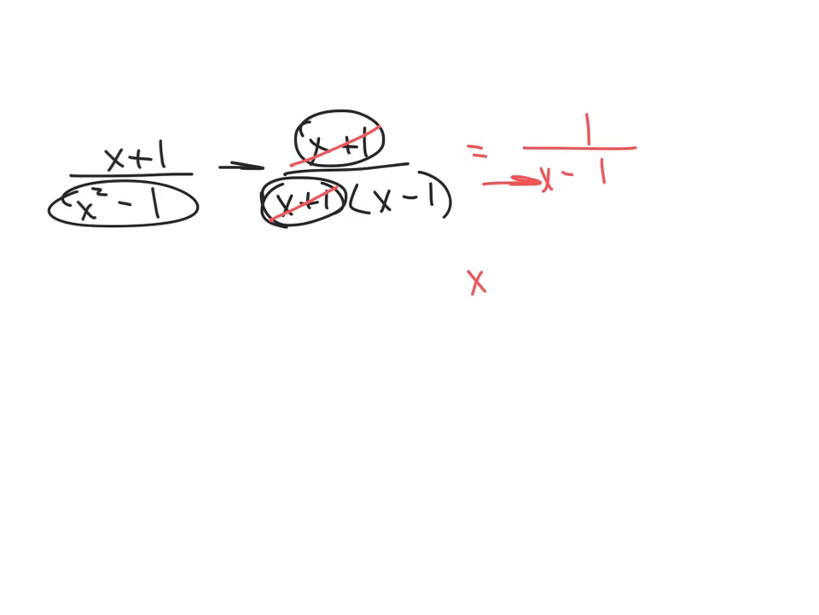What if x were equal to 1? We would get 1 over 1 minus 1, right? And that would be 0. And you can't have 1 over 0. So x cannot be 1.